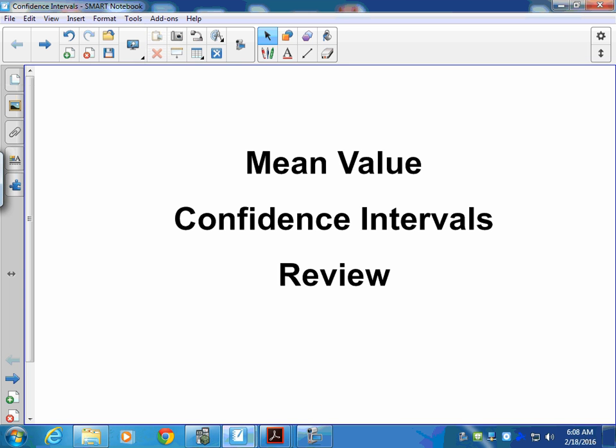Hello and welcome to today's lesson, a review of mean value confidence intervals. So we're not going to work through full problems here. We're going to be looking at what steps you need to complete to get full AP credit for a mean value confidence interval problem.